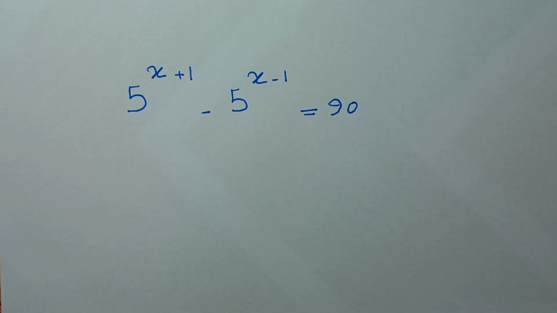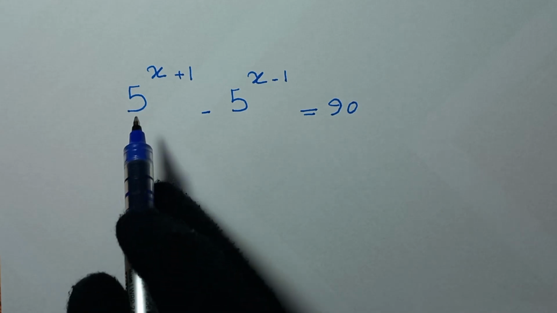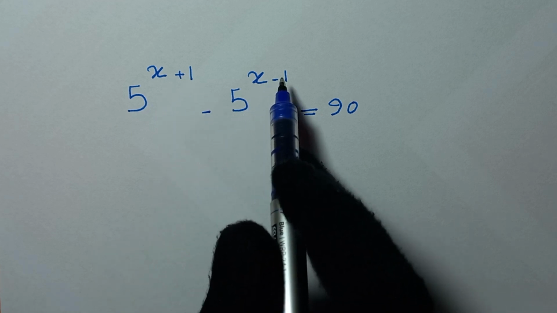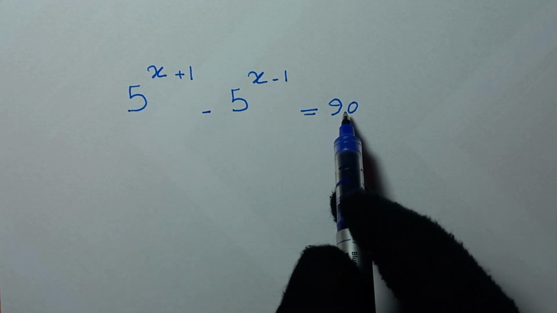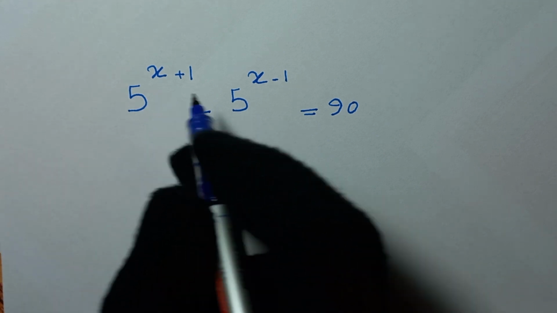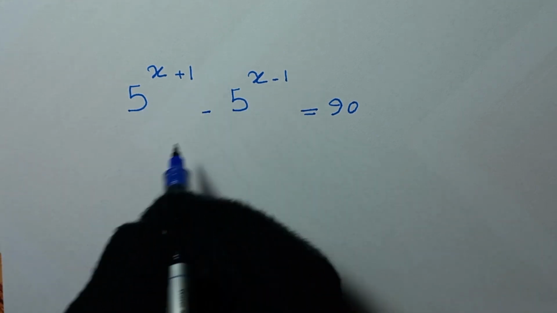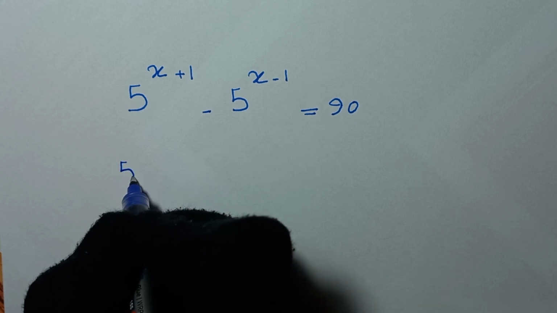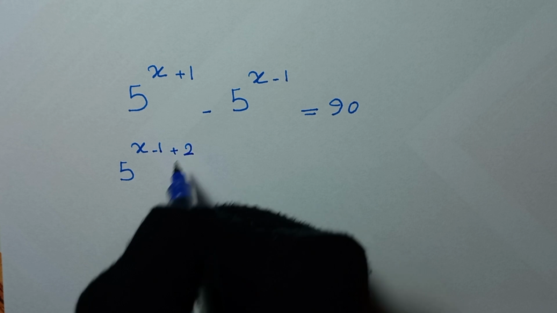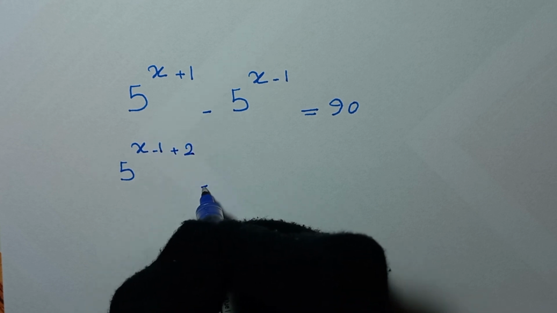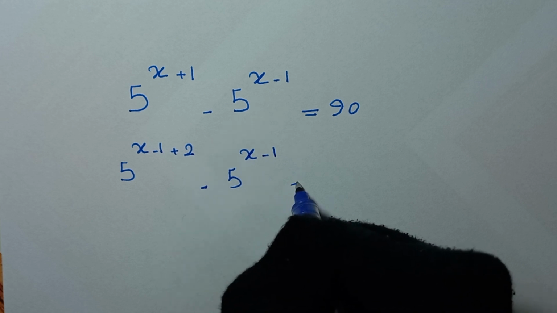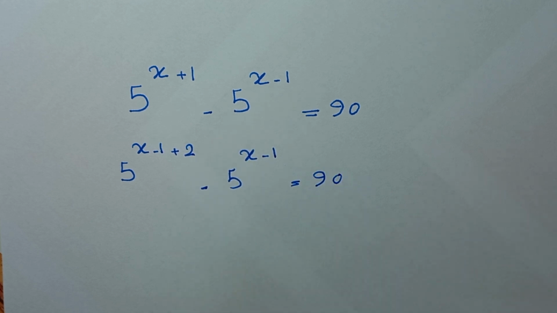Hello my friends, you're welcome to solve this math problem, which is 5 to the power of x plus 1 minus 5 to the power of x minus 1 is equal to 90, to find the value of x. In the first step, we can write x plus 1 as x minus 1 plus 2, so 5 to the power of x minus 1 plus 2, and minus this 5 to the power of x minus 1 is equal to 90.